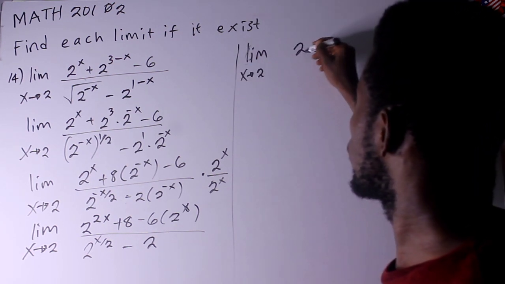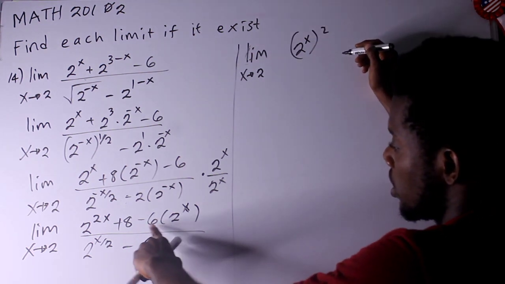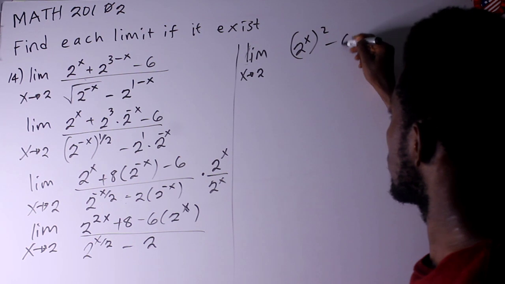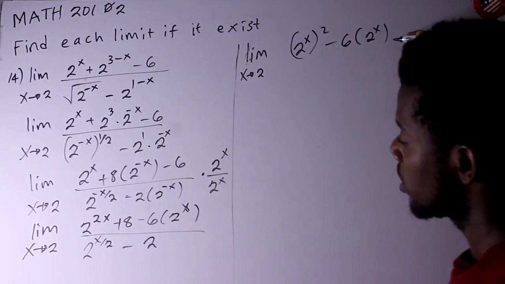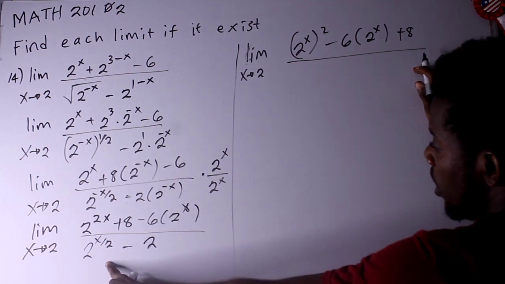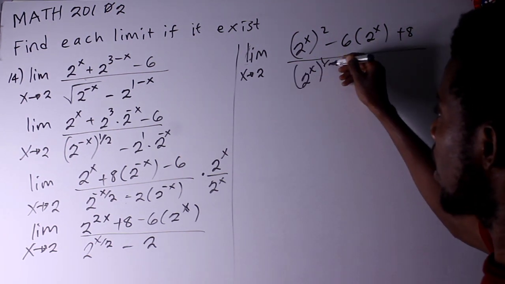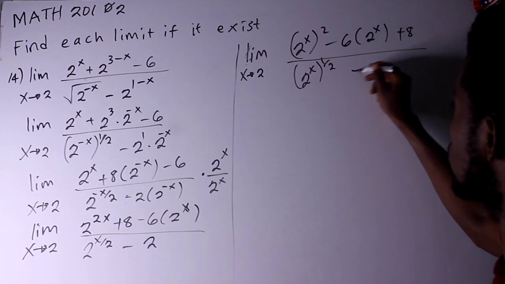So when we've done that, we can move on to write the limit as x approaches 2 of 2 raised to the power of x all squared, minus 6 times 2 raised to the power of x, and then we have plus 8, all divided by, here we have 2 raised to the power of x all to the power of half, minus 2.